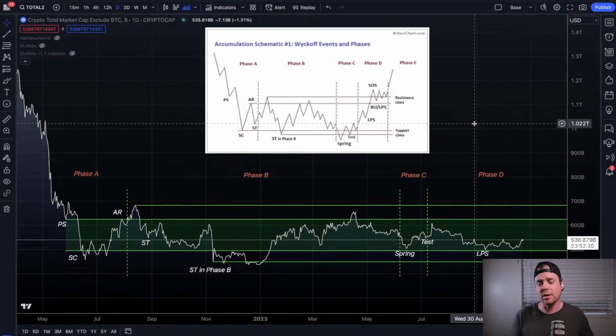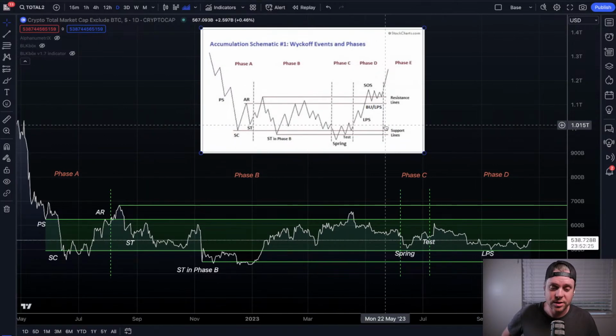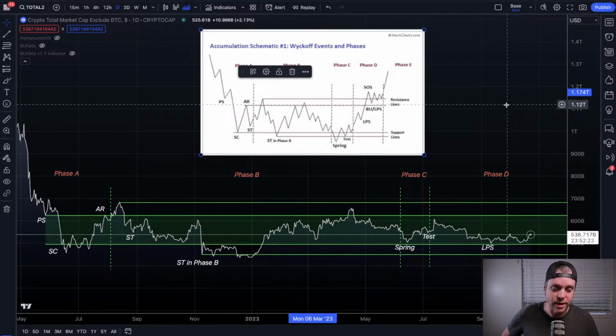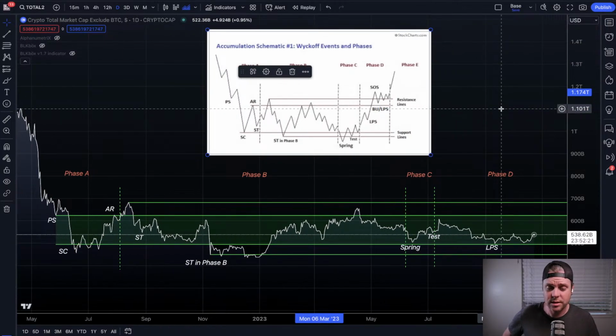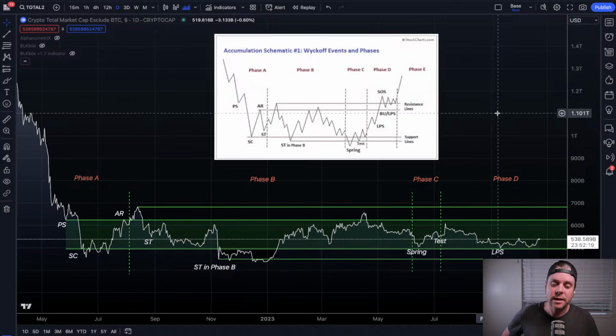And I want to start things off by looking at Total 2. So you may have already seen this chart if you're following me on Twitter. If you're not, go ahead and follow so that you can get this information sooner. I don't stream every day, but I do tweet quite often. And we're looking at the market from a Wyckoff accumulation point of view.